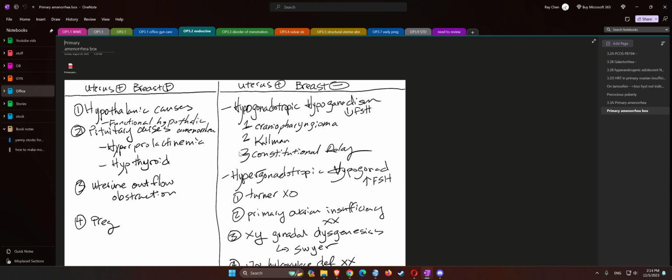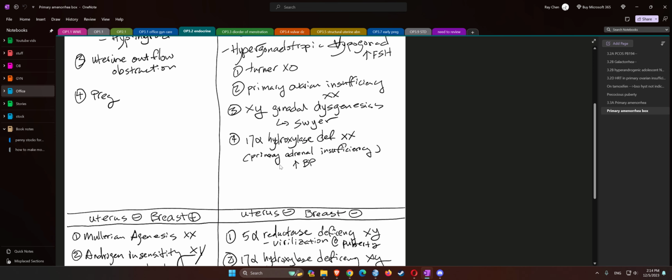And what would be your differential? My differential diagnosis would be possibly hypothyroidism, prolactinoma. I would be concerned about a Müllerian anomaly. I would be concerned about constitutional delay. Pregnancy would be a possibility. And I would also be concerned if this patient had XY chromosomes with androgen insensitivity syndrome.